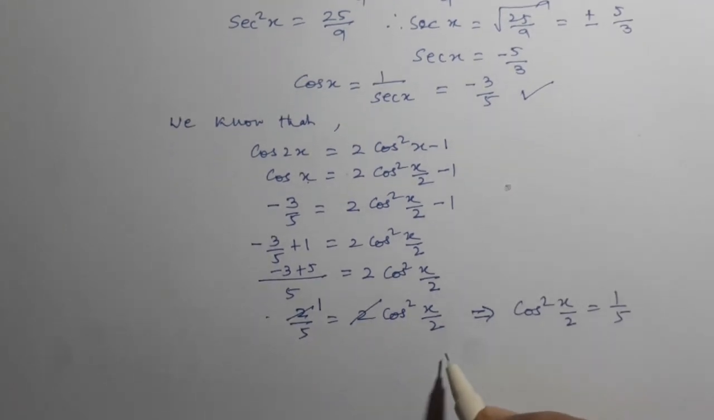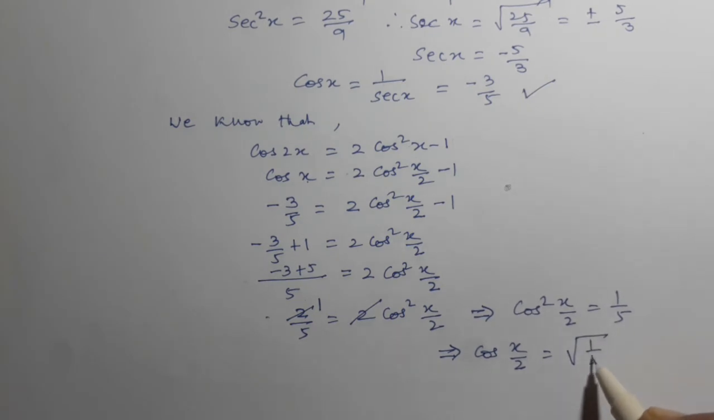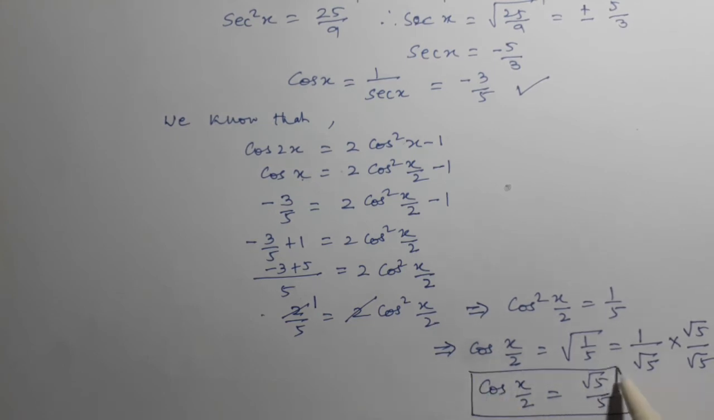Right? By this, cos x by 2 will be root over 1 by 5, and root of 1 will be 1 and root 5 will be here, and denominator should not be in root, so we shall rationalize it by multiplying root 5 by root 5. So cos x by 2 will be root 5 by 5. This one answer we have got.